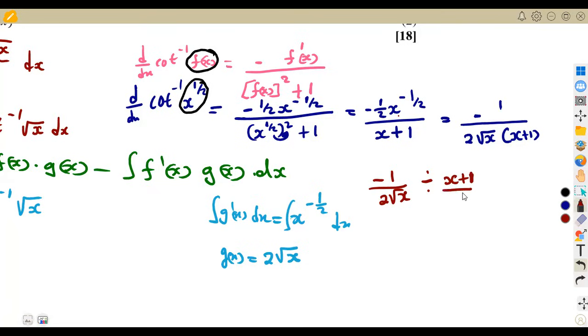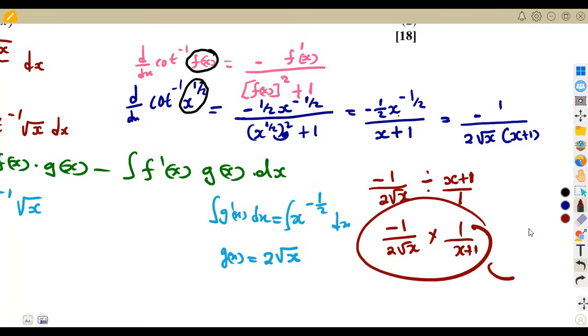All right. So this is the same as over 1. So it's going to be minus 1 over 2 square root of x times 1 over x plus 1. So if you multiply, you get back here.